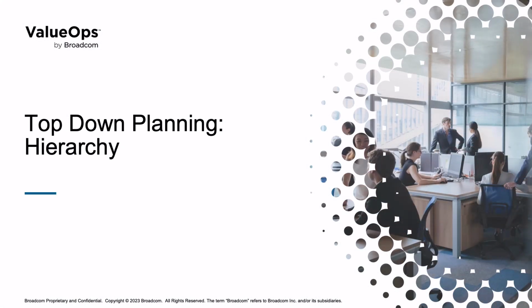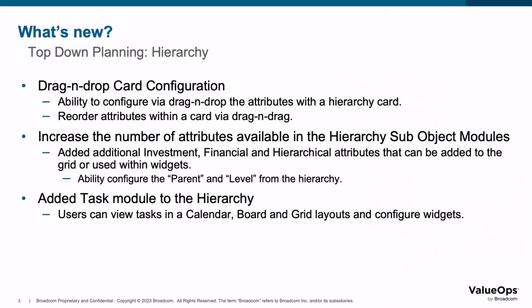Today we're going to discuss the new enhancements related to top-down planning in the hierarchy. One of the enhancements we've added to the hierarchy is drag and drop card configuration within the hierarchy cards. This is the same capability that we've added as part of our new boards, but we've also enhanced that capability so that now you're able to reorder those attributes on the card via drag and drop. And we've also applied that back to our new board card configuration as well.